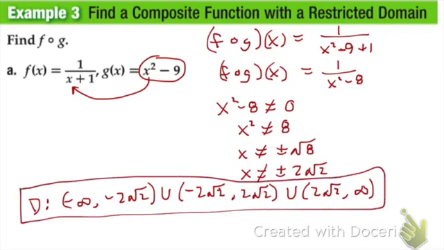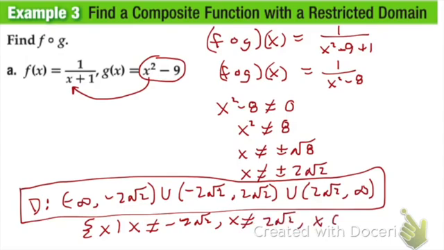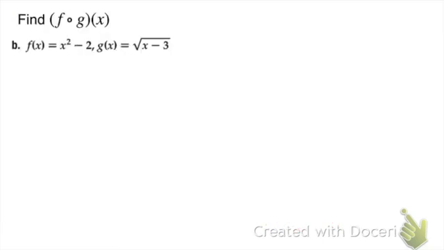If you had to do it in set builder, it'd be x such that x cannot be equal to negative 2 square roots of 2, x cannot be 2 square roots of 2, x an element of the reals. This is in set builder notation. All right, so that is our restricted domain. Always check when you're done with your composition if there's anything that would make your denominator go to 0, or if you would have a radical, but would make it so you can't take the square root or fourth root of something. For this one, we want to find f of g of x.